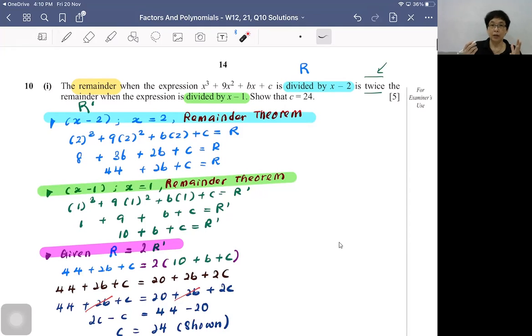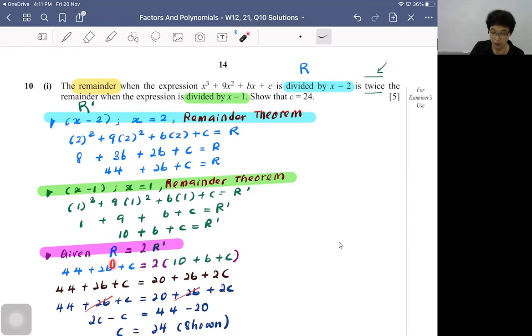And that's the notation that we have chosen to represent the second remainder. Now simplify them accordingly, and that's what you get: 10 plus b plus c equals r prime. Yes, now you're in good shape. Now we're going to fulfill the criteria given to us.